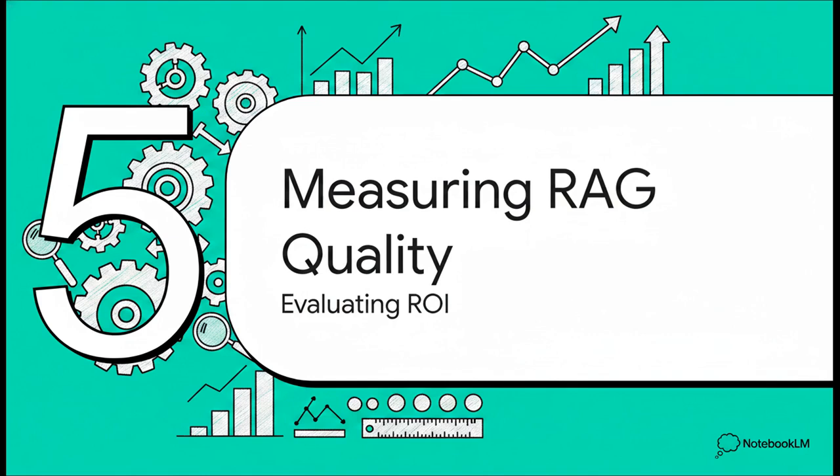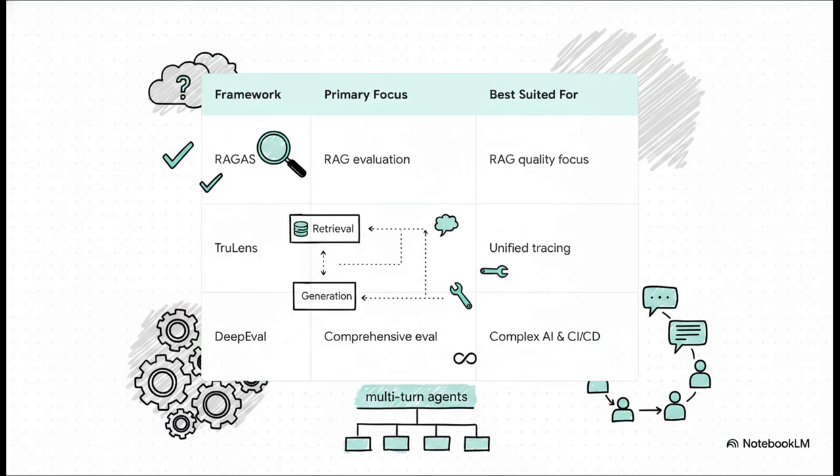Section 5. Measuring RAG performance quality. Evaluating ROI. If you are investing serious money in this, you have to audit it. You can't just cross your fingers and guess if the AI is doing a good job at the inference layer. You need hard metrics to evaluate your ROI. Thankfully, the industry has developed specialized evaluation frameworks for this exact purpose.